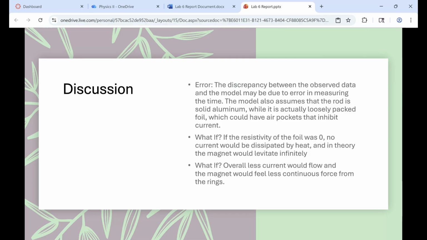Some possible sources of error include measuring. There may have been some inaccuracy measuring when the bar magnet came out of the tube. The model also assumes that the rod is solid aluminum, but it's actually loosely packed foil, which could inhibit the current. If the resistivity of the foil was 0, no current would be dissipated by heat, and the magnet should levitate infinitely.